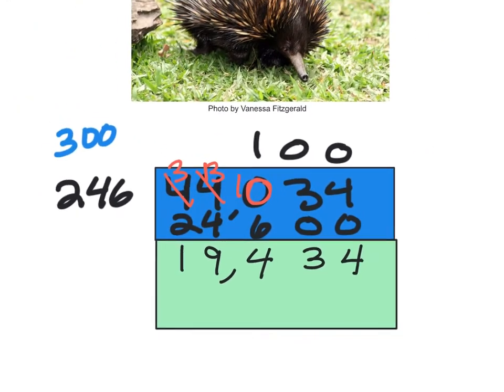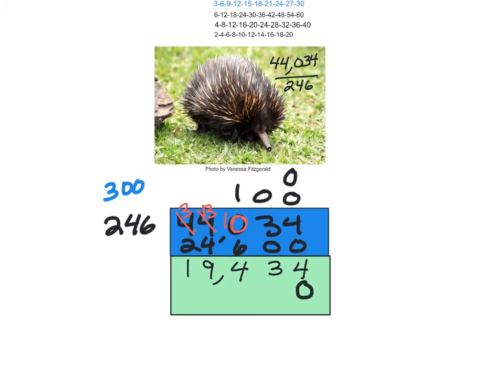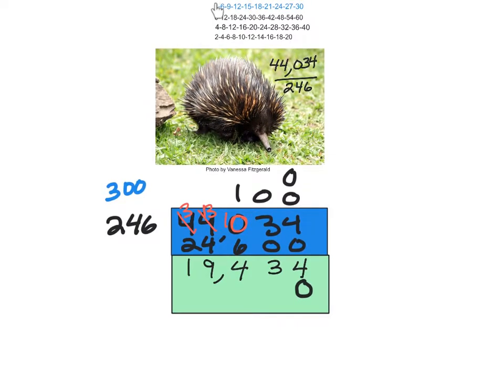So now I'm going to shrink this and come back up here. And now I'm looking at the 300 as my estimation. And it cannot go into 1 or 19. It cannot go into 194. But it can go into 1,943. So I'm going to need a place value holder for this 4 right here. And I'll put that 0 right there, which means I get a 0 here, because 0 times 246 would give me 0 right there.